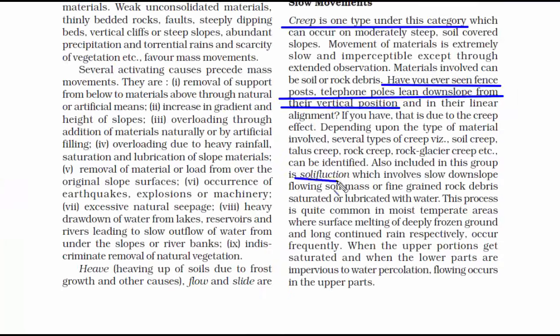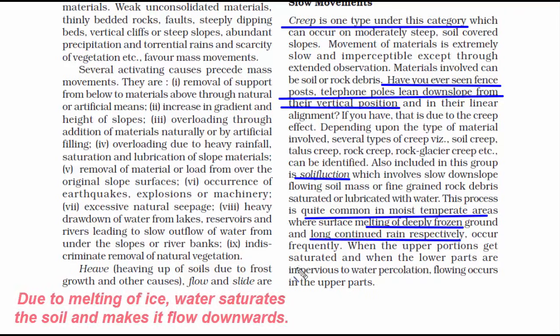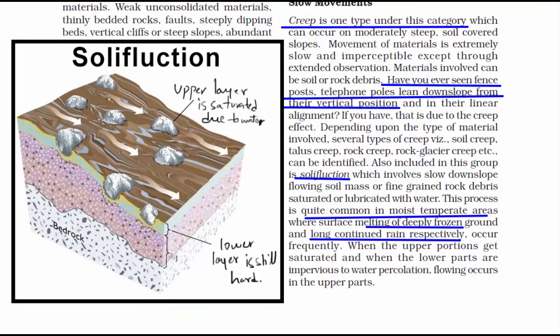Another such movement under slow mass movement is called solifluction. It is a slow downhill flow of soil in Arctic regions. This process is quite common in moist temperate areas where water logging of sediments occurs due to long continued rain or glacier formation. In this process, the upper portion of the soil gets saturated with water and the lower part does not get any water. And then because of gravity and downslope, the top soil breaks from the lower part and moves ahead. This process is called solifluction.